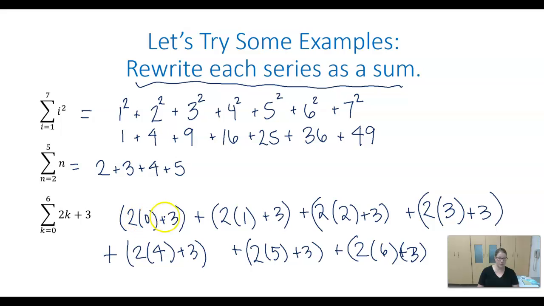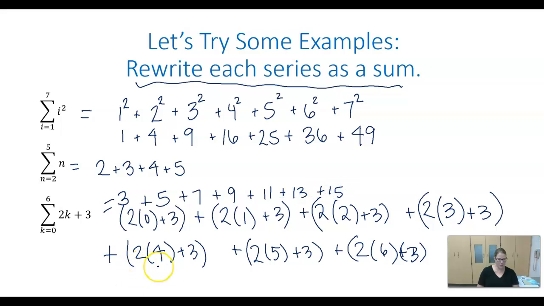2 times 0 is 0, and 0 plus 3 is 3. I'm just going to write it above here, so this is equal to 2 times 1 is 2, and 2 plus 3 is 5, so that would be my second term. 2 times 2 is 4, and 4 plus 3 is 7, so that would be my third term. 2 times 3 is 6, and 6 plus 3 is 9. Notice I have a pattern going on here. I'm going from 3 to 5 to 7 to 9. Looks like they're increasing by 2 each time. So I could probably, without evaluating these, figure that it went to 11, and 13, and then 15.